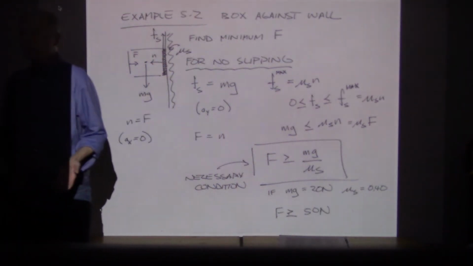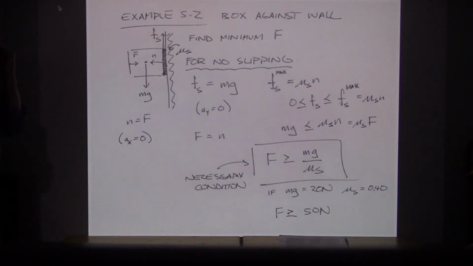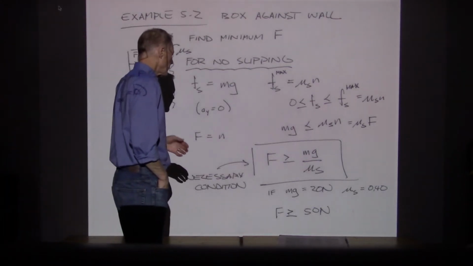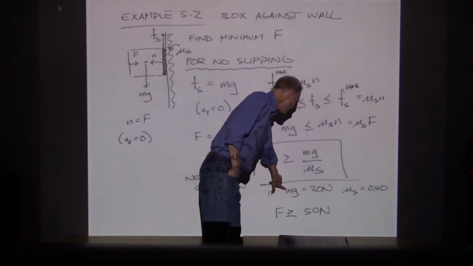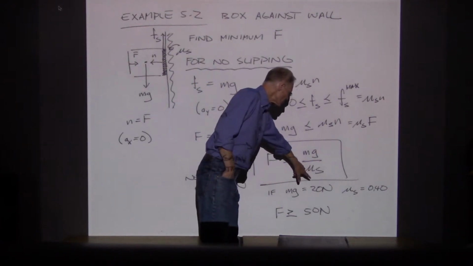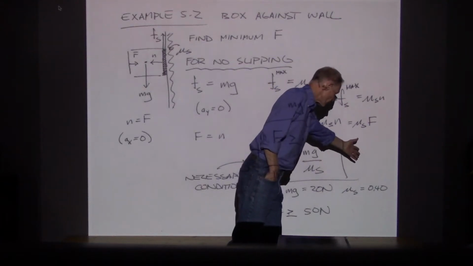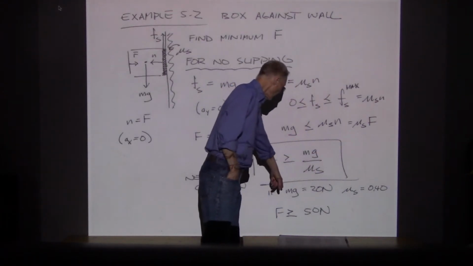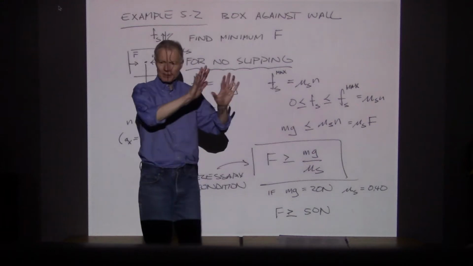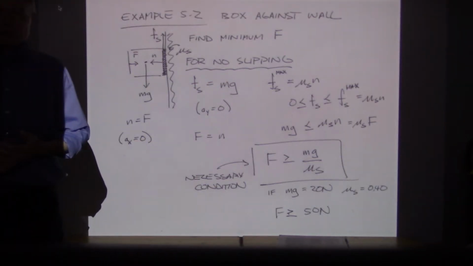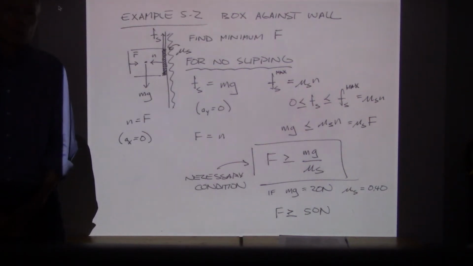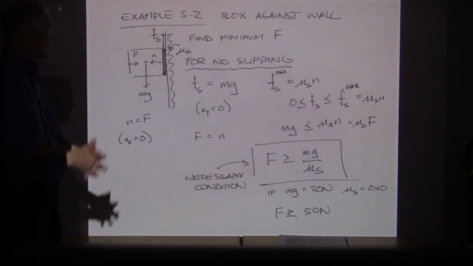So if mu sub s is very small, we're going to have to push with a much larger force. I just made up some numbers here. For example, if mg worked out to be 20 newtons and mu sub s is 0.4, I would have to push this object against the wall with a force of at least 50 newtons. That's a pretty good force, about a 10-pound force pushing this against the wall.